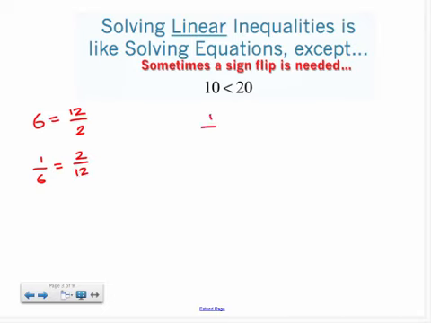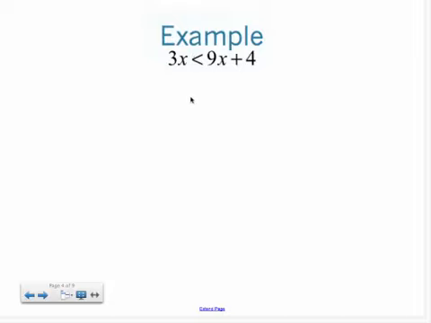Okay, so here's an example of a linear inequality. I know it's linear because x to the first is the highest power of the variable. If I treat this like an equation, then I would subtract 4 from both sides, and I would try to get the x terms on the same side, and so I would subtract 3x from both sides. Then I would divide both sides by 6, and I would get -4/6 or -2/3 is less than x, or x is greater than -2/3.